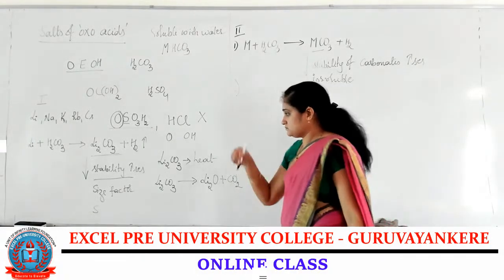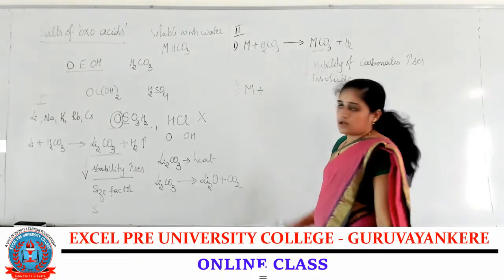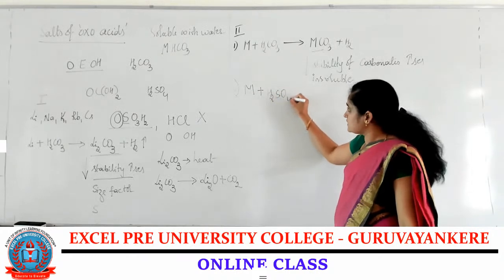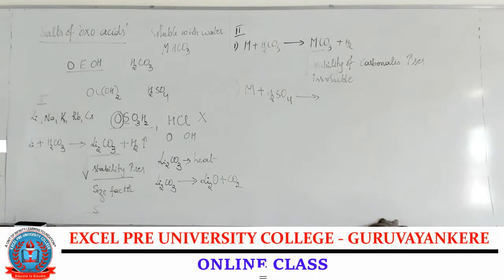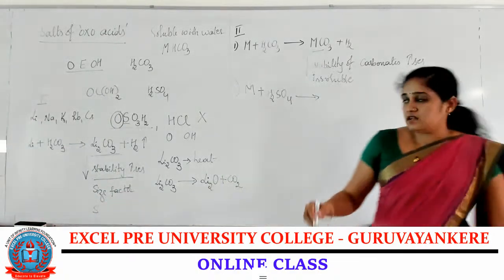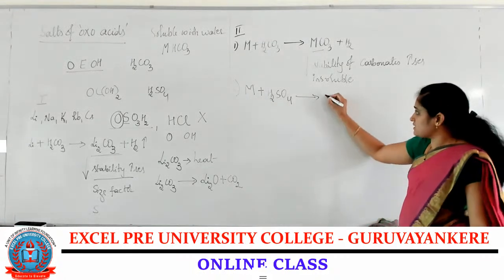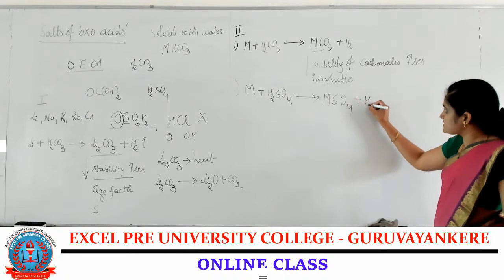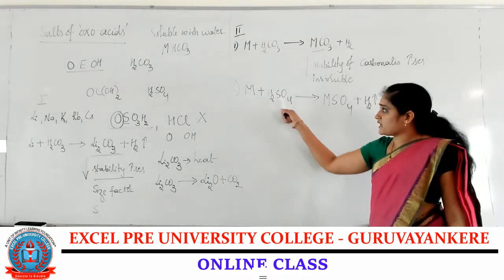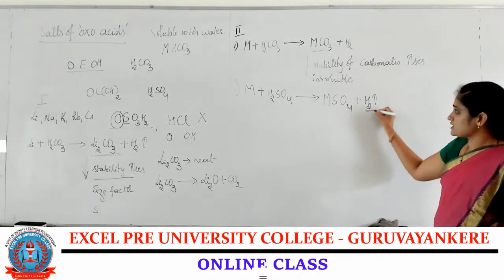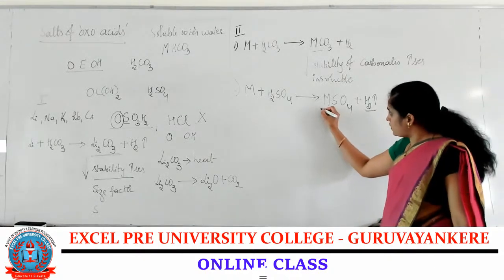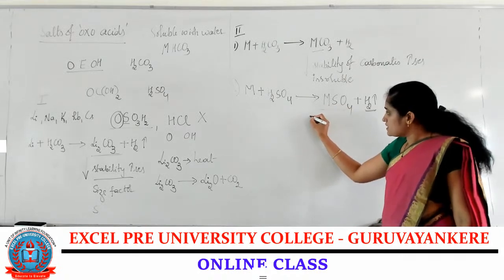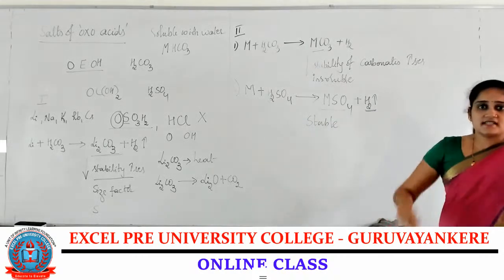Second one: all these metals reacting with sulfuric acid form metal sulfate, MSO4, plus hydrogen gas liberated. All the metals reacting with sulfuric acid form metal sulfate plus hydrogen gas. And all these metal salts are stable. Down the group, stability increases.